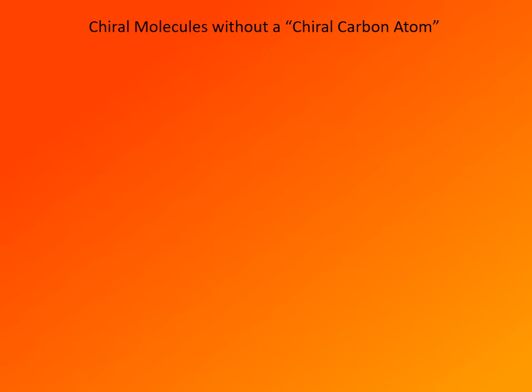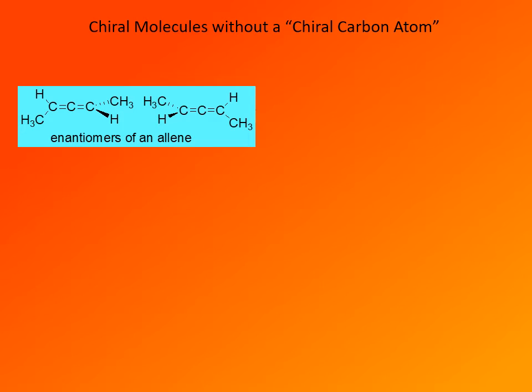Now, while chirality center usually overlaps with a chiral carbon atom, overlap of a chirality center with a carbon atom is not necessary for a molecule to be chiral. There are several examples where a chiral carbon atom is absent. Allenes are chiral. They exist if they have different substituents on each carbon atom of an allene molecule.